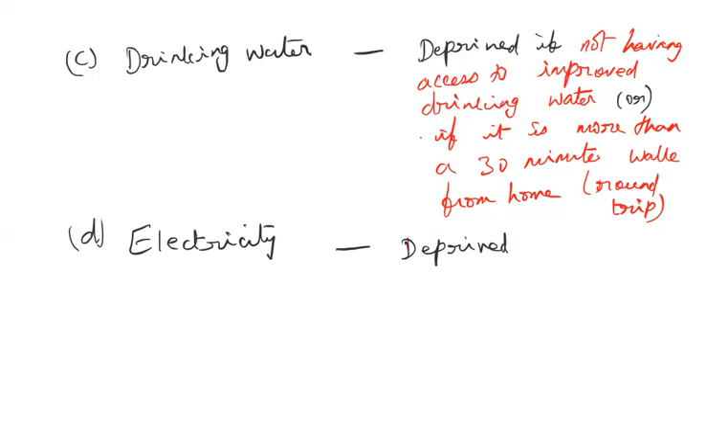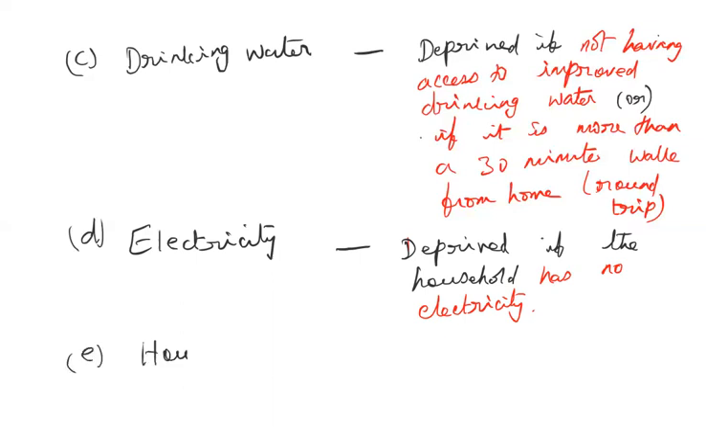So they're deprived if the household has no electricity connection, or electricity connection is not totally there. Okay. Then the next one is the housing. What kind of housing facility is there?